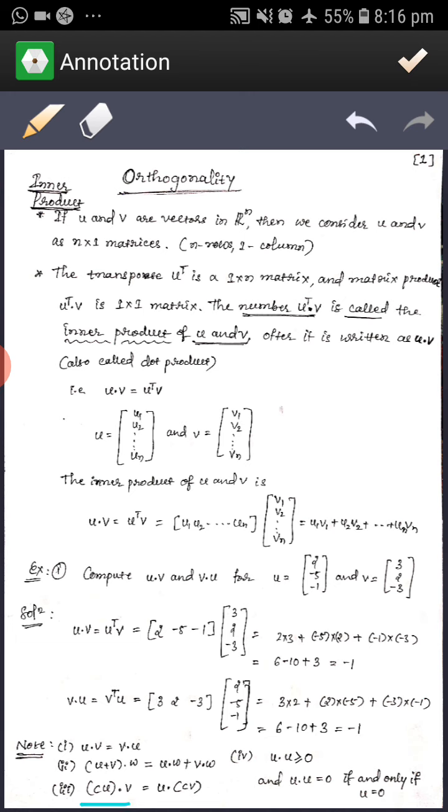Okay, c u into v is equal to u dot into cv. Similarly, u dot u is always greater than or equal to 0. If it is 0, then it is so if and only if u is 0. So this will become 0 only if u is 0. This we call the inner product of u and v, and the size of the product is 1 cross 1, meaning you will get only one value.